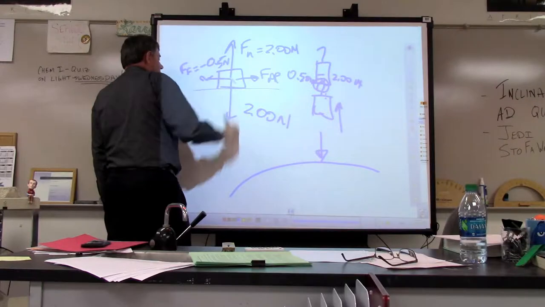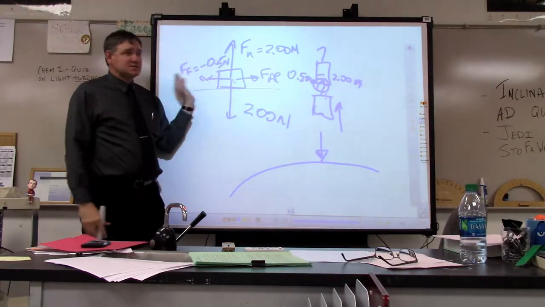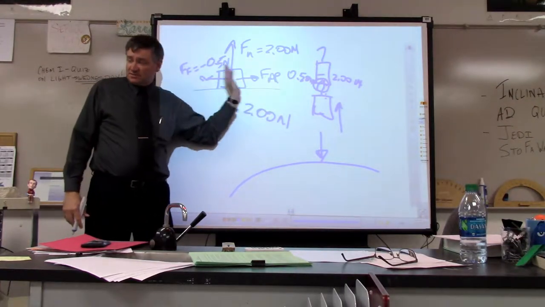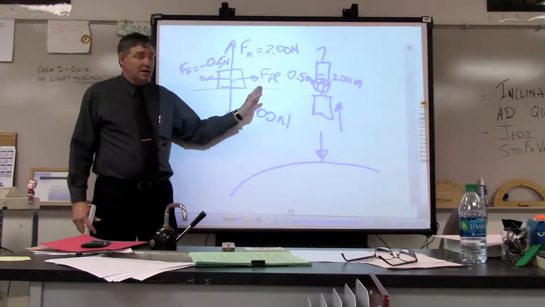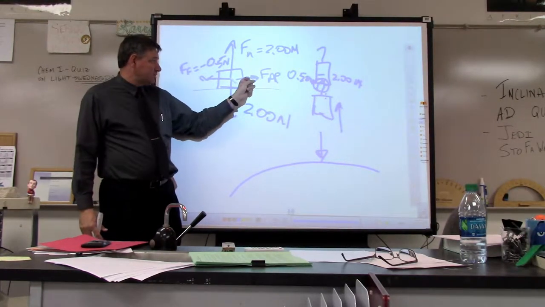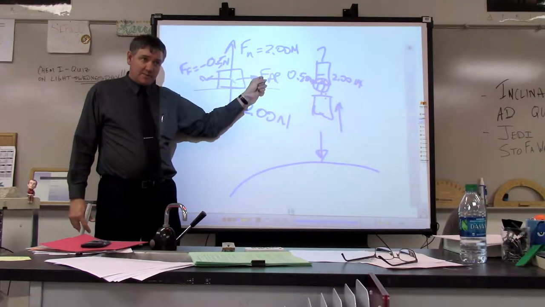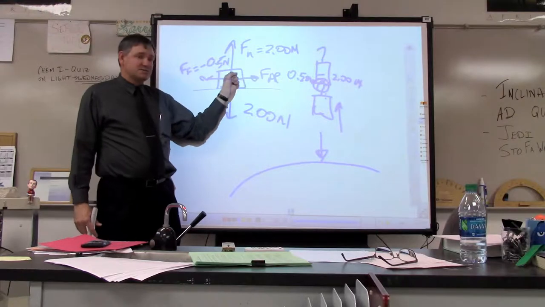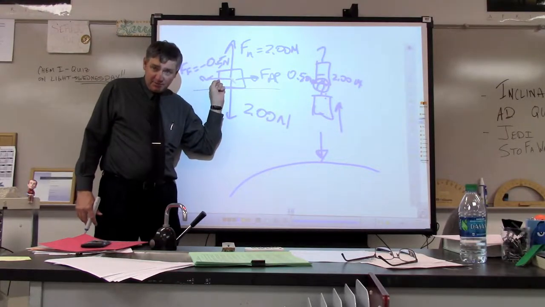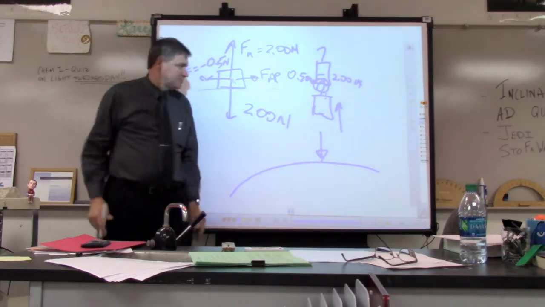Now, everybody says, oh, this is Newton's third law. For every force, there's an equal and opposite force. This isn't Newton's third law. Newton's third law would apply when you're pulling on that block and you're exerting a force of 0.5 newtons. The block is pulling back with you at 0.5 newtons. Now, stay with me here.